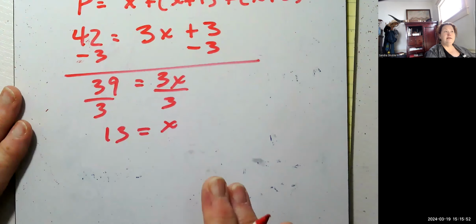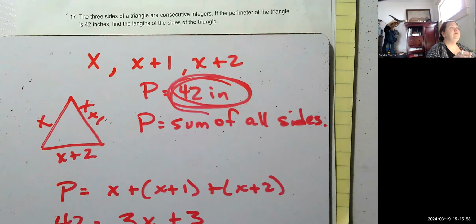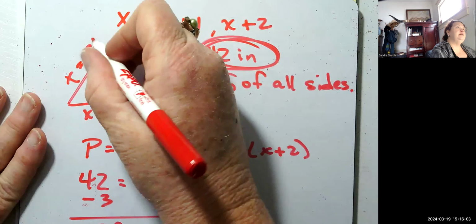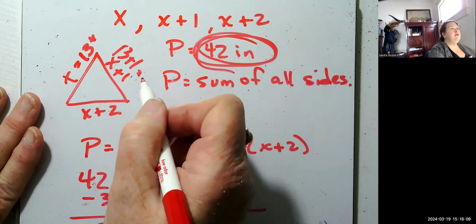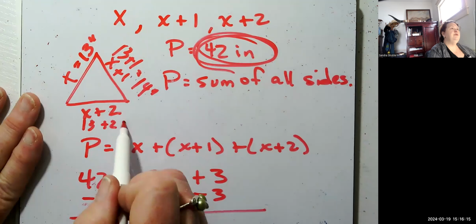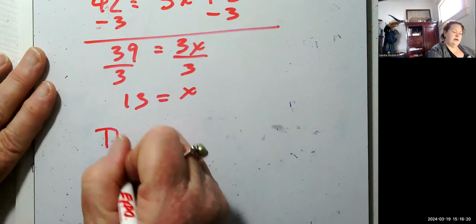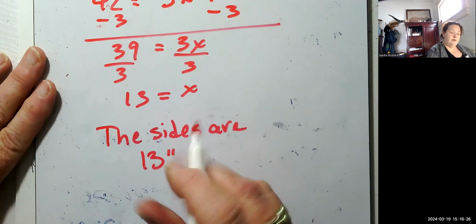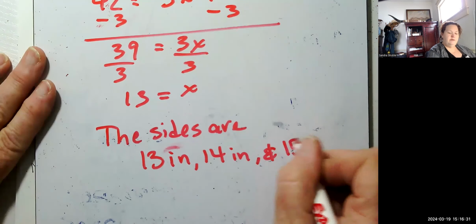Okay, so one of the sides is 13 inches. Make sure it's inches. Yep, inches, yes. So this side would be 13 inches. This side would be 13 plus 1, which is 14 inches. And then the last one here would be 13 plus 2, which is 15 inches. So you would write the sides are 13 inches, 14 inches, and 15 inches.